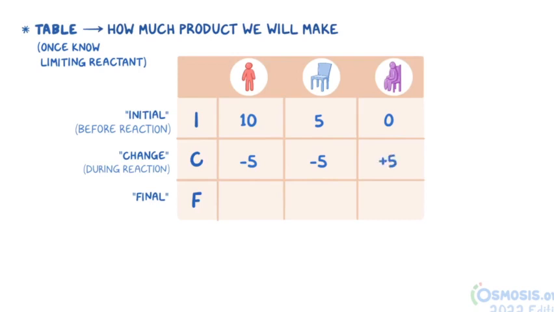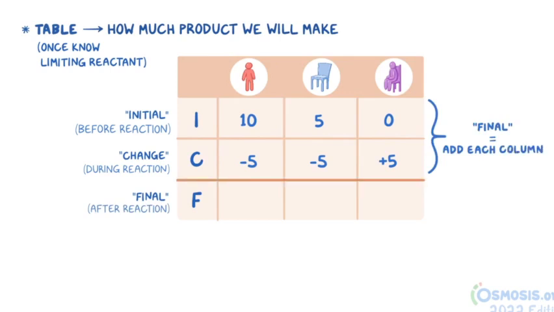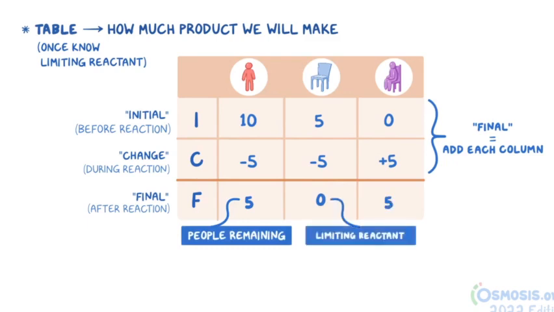The final row of our table, which is the value we end with, after the reaction takes place, we fill out by simply adding the 2 previous rows together within each column. So we're left with 5 people remaining, 0 chairs, and 5 sitting people. We have 0 chairs remaining because the chairs were the limiting reactant.